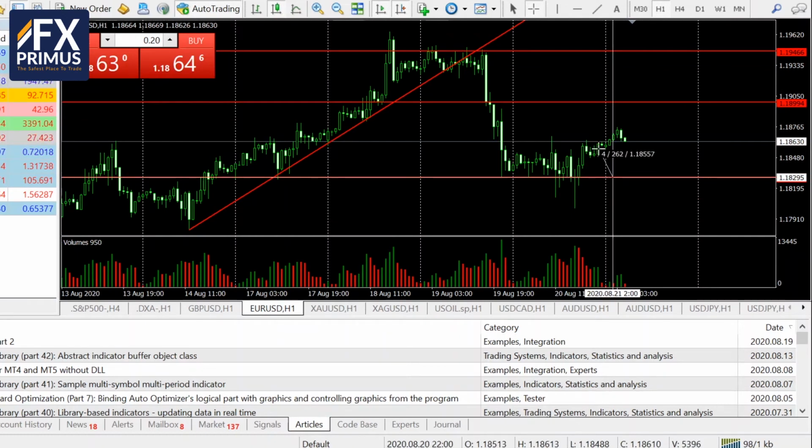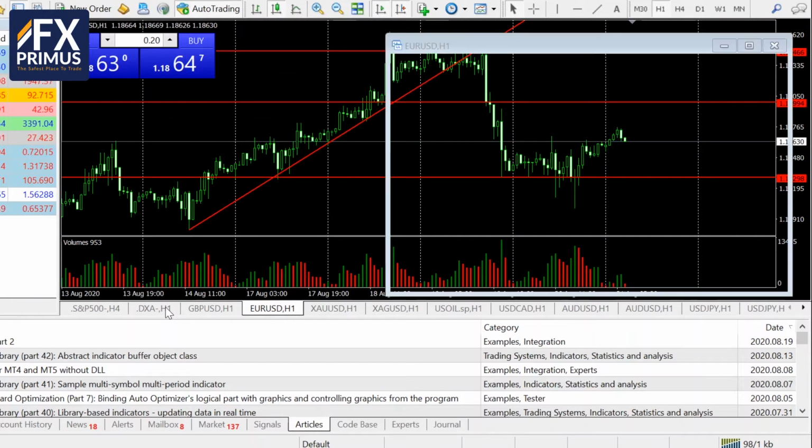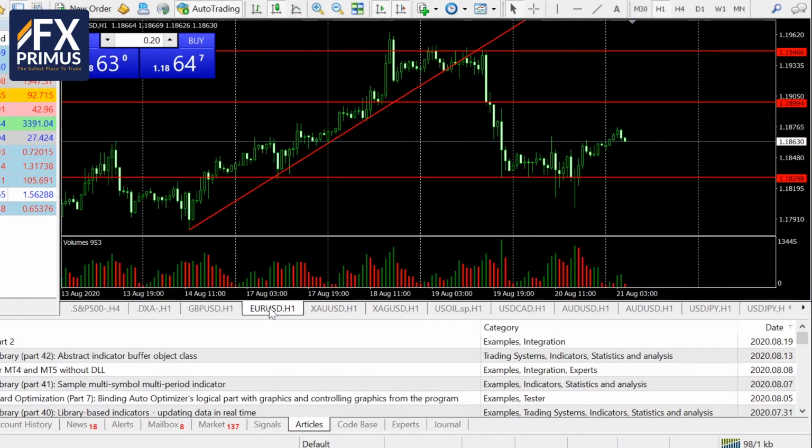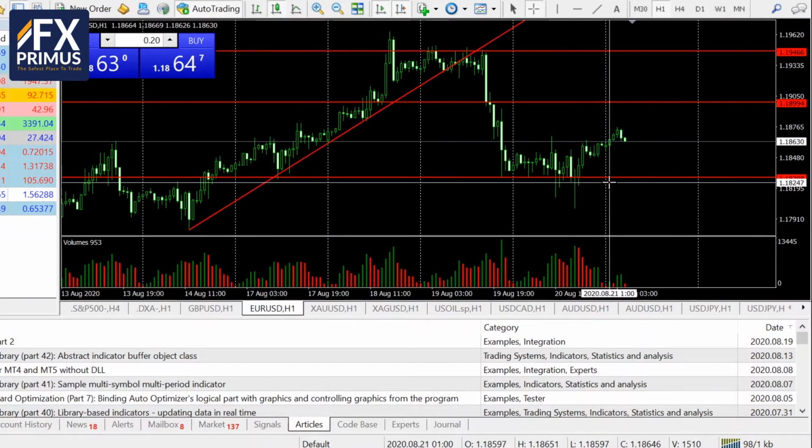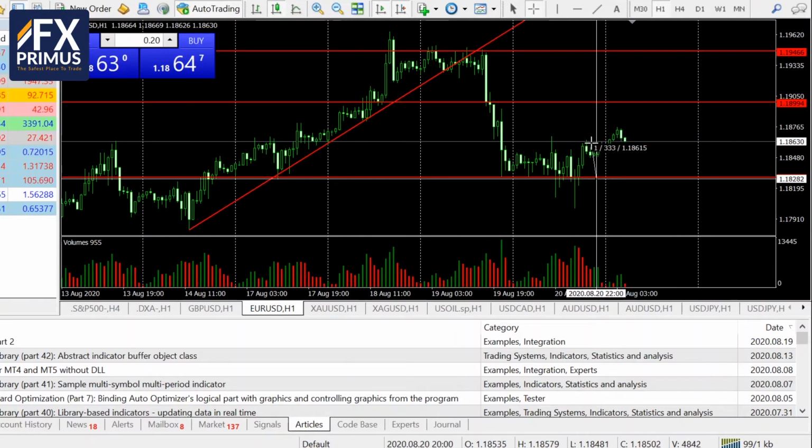From 1.1829 all the way to a high of 1.1863. Not a major move, just about 33 pips up as the US dollar was weakening. So the euro dollar just moved up about 33 pips. Okay, so yeah, nothing major on the euro dollar.